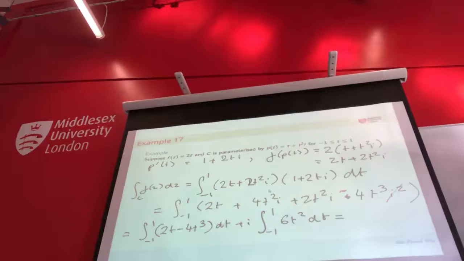Okay, so the first integral is 0 because those are odd functions. t and t cubed are odd functions, so that is 0. And the integral of 6t squared from minus 1 to 1 is 4. So it's 4i, the answer anyway. Okay, so the integral is 4i.